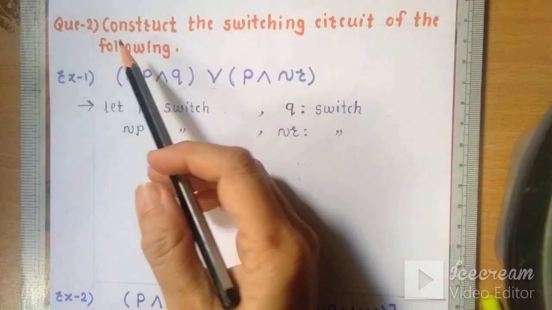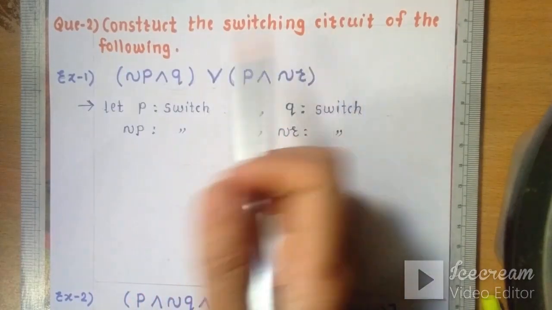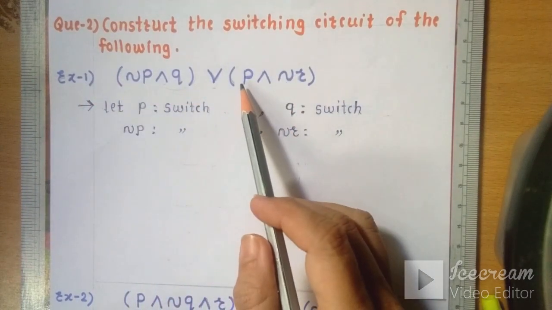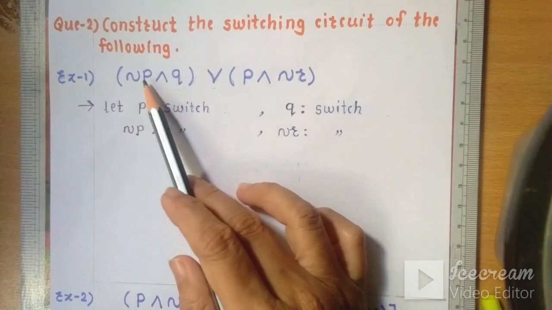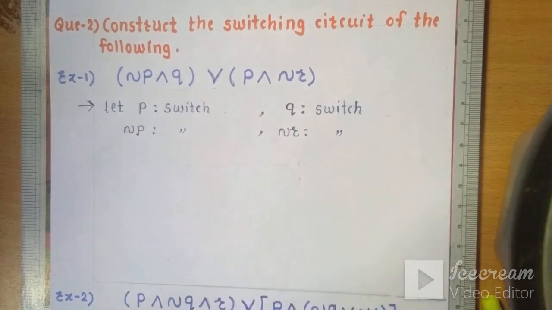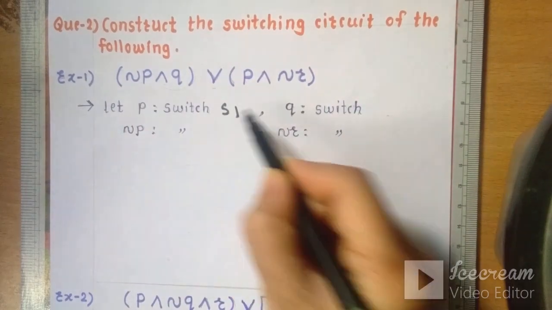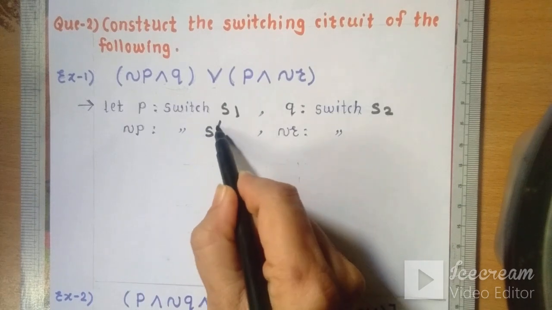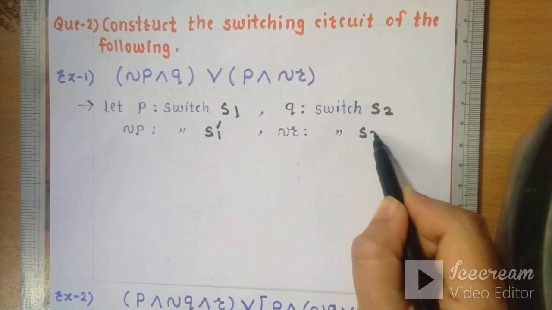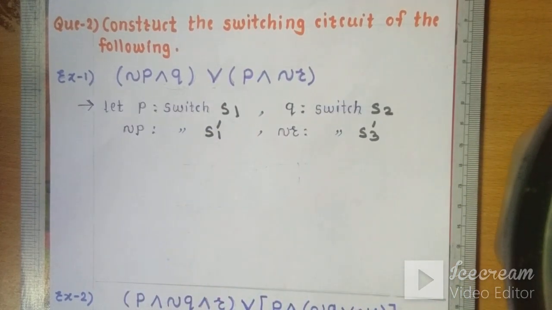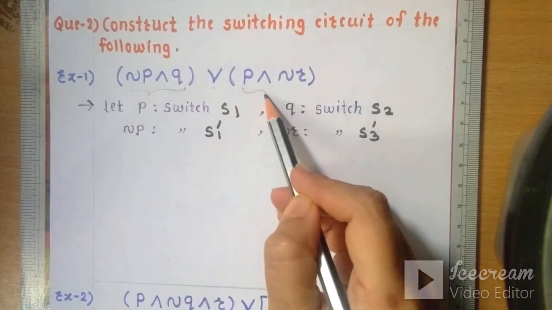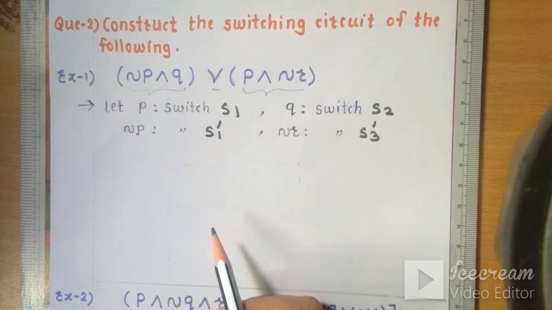Now second question is construct the switching circuit, and first example is this. Now here first we will associate these statement letters with switches. Now P means switch S1, Q means switch S2, negation P means S1 dash, negation R means S3 dash. Now look here, there are two brackets and disjunction symbol between them.